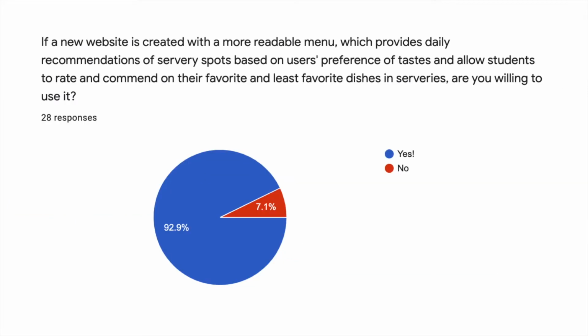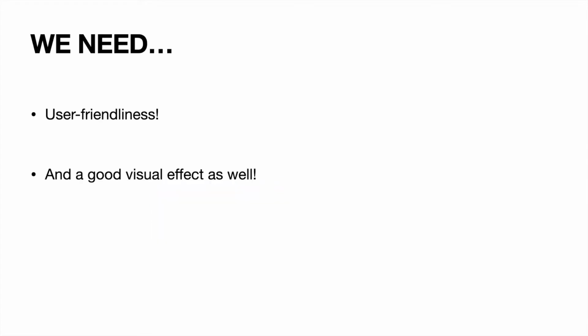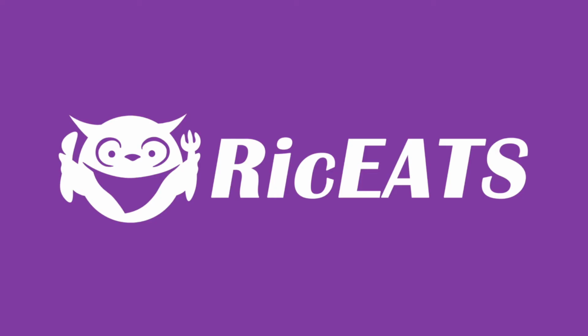We did a quick survey of some Rice students, and among the responses, 92.9% say they're willing to see improvement in the current website. Therefore, we built RicEats, a useful app that can help students decide which server to go to, recommend dishes to them based on their personal preference, and allow them to rate and comment on the dishes they have, which is extremely user-friendly. Without further ado, let's walk through the app.